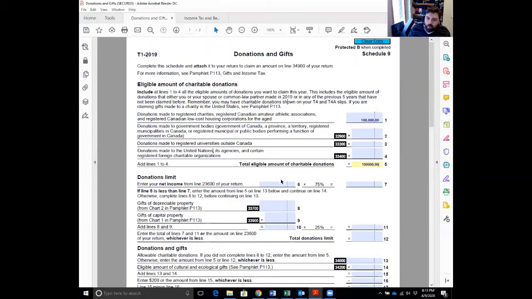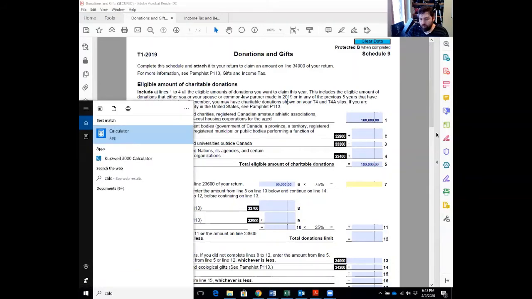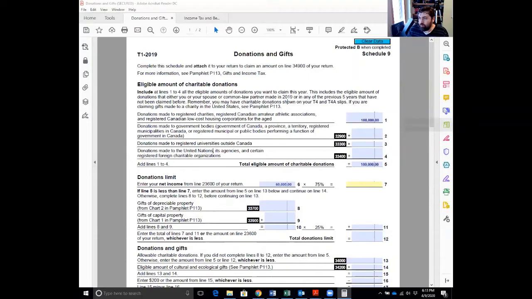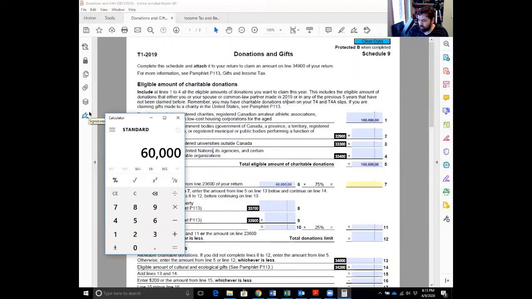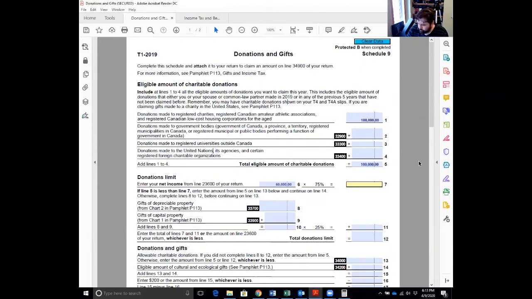And we made $60,000 times 75%. If you want to use a calculator with me, let's use that. 60,000 times 0.75 is 45,000. Or half of 60 is 30,000, and half of 30,000 is 15,000 times 3/4 is 45.